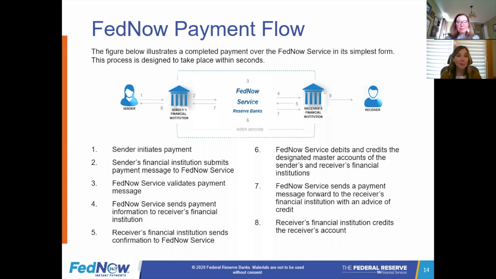Then finally, in step 8, the receiver's financial institution credits the receiver's account. As a term of the FedNow service, the receiver's financial institution must agree to make those funds available to the receiver almost immediately after step 7. This crediting of the receiver's account as well as the debiting of the sender's account by their respective financial institutions does happen outside the FedNow service.